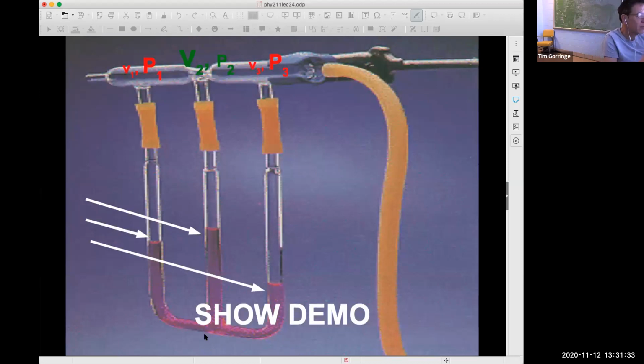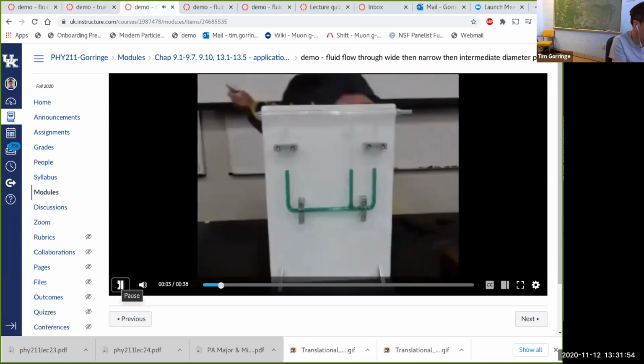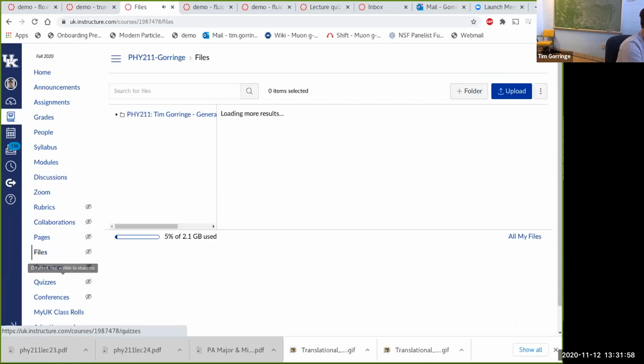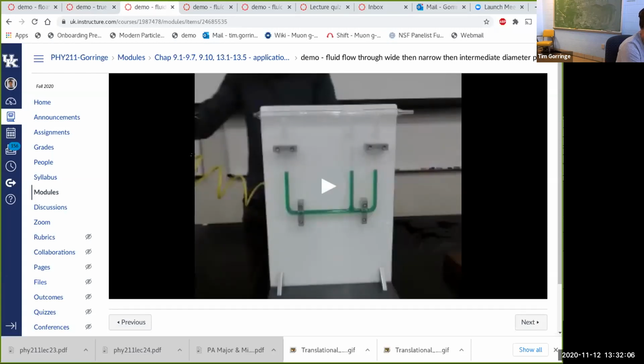Let me show you a demonstration of this. I'm going to share another screen. So I've got an air hose here. I've got an air hose. You see the air hose in yellow here. And I've got a pipe upstairs here. And this pipe has a wide section, that's here. It has a narrow section, that's in here. And then it has a sort of intermediate diameter section here.